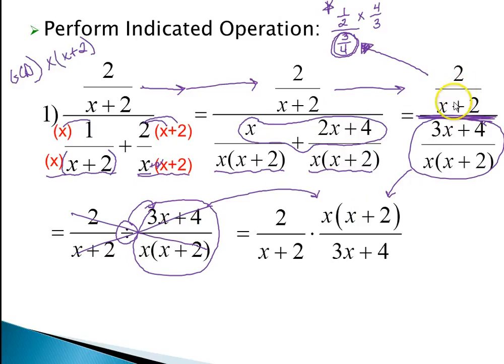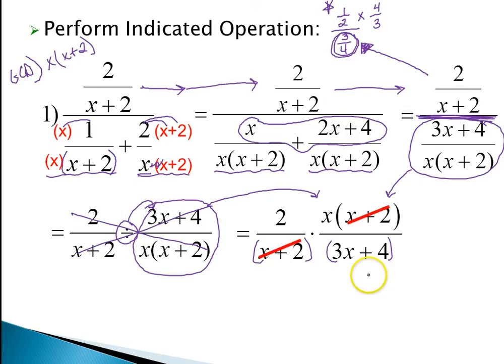So we have 2 over x plus 2 times, flip your bottom, x times x plus 2 over 3x plus 4. Now you're at the same place you've been for the last couple days. You've already simplified, you've already factored, you've already done the hard part. Now you have to cancel. Okay, and again, if you can't remember without putting these parentheses here that they belong together, make sure you write them. What can we simplify?